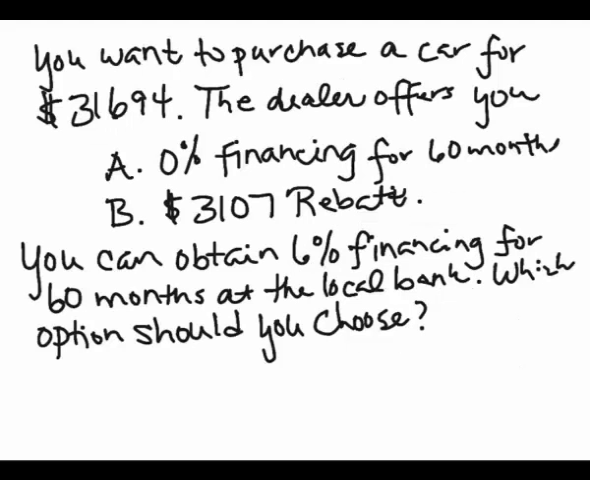Okay, this is the last problem we're going to do. So let's look at this one. You want to purchase a car, and the car's $31,694. So the dealer offers you two specials. You can either have 0% financing for 60 months, or they can give you a $3,170 rebate. Right off the bat, take off $3,107. You know that you can obtain 6% financing for 60 months at a local bank. So which option do you choose?